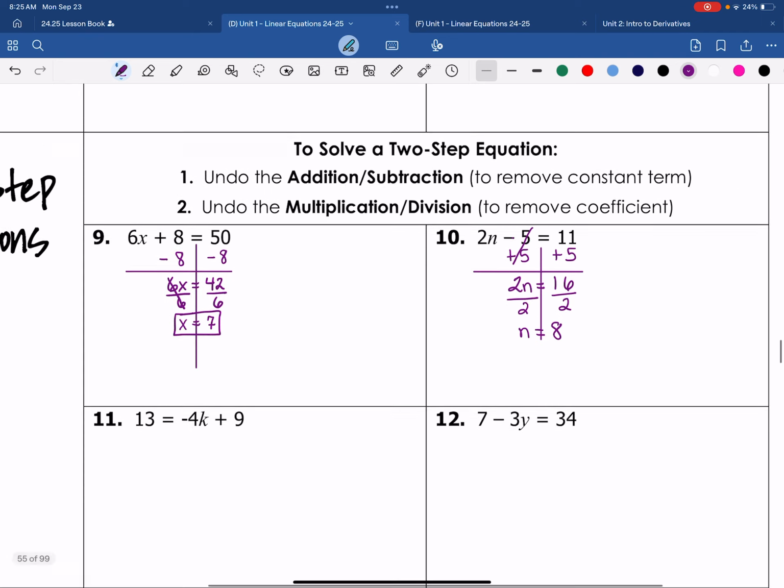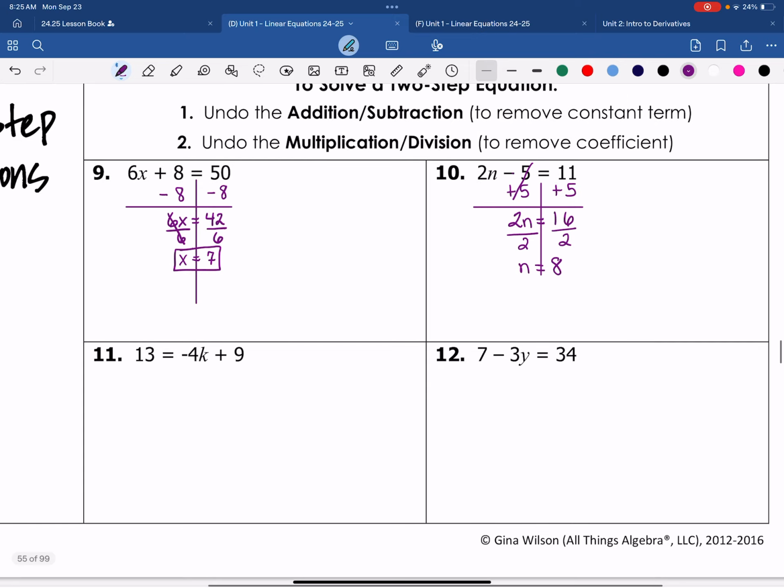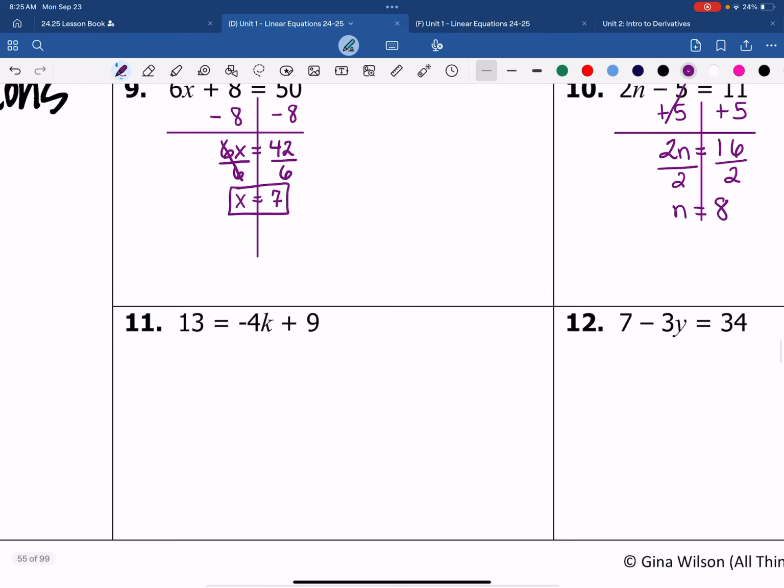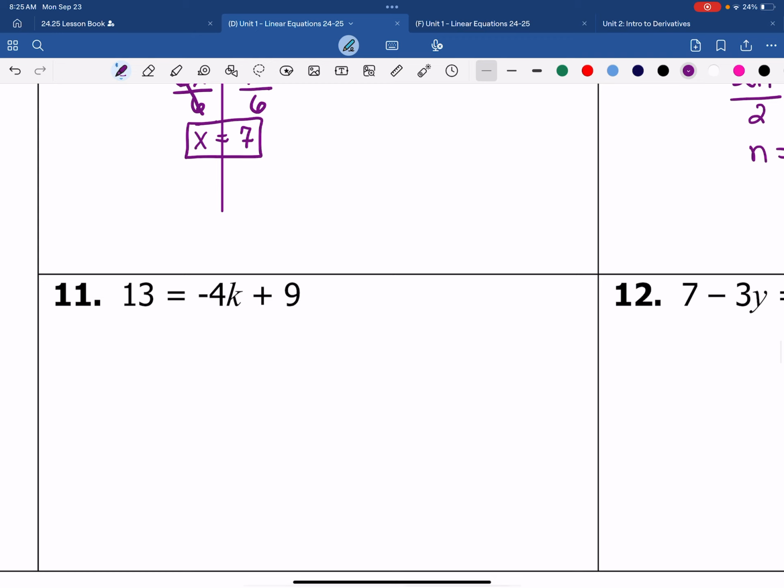Let's try 2 more, and then you'll have some practice problems. So for number 11, again, I'm going to draw that line down the middle. I want all my constant terms to be on one side of the equation, and I want all my variable terms, which is just one of them, on the other side.